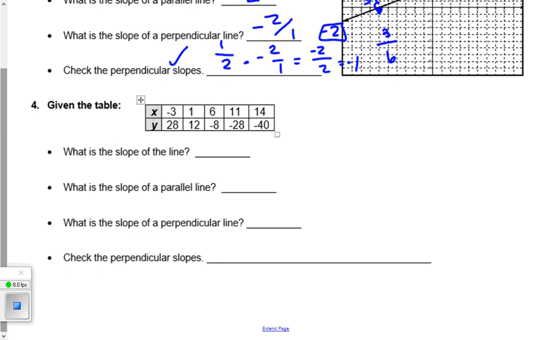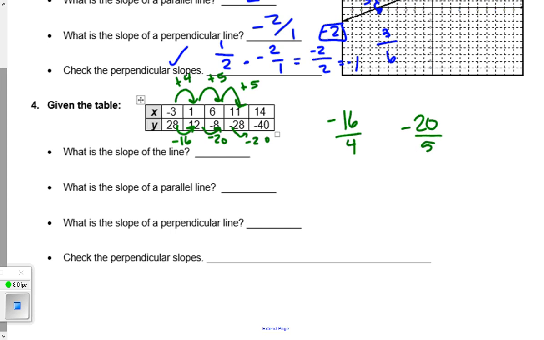Given the table, what is the slope? Well, again, a table, those are easiest if we just do our little loop-de-loops here. -3 to 1 would be +4. 1 to 6 would be +5, but we know that that's okay. +5 again. 28 to 12, that'd be -16. 12 to -8, that would be -20. -8 to -28, that'd be -20 again. So if I turn these into slopes, I've got -16/4 or -20/5. Either way, both of these equal -4. So the slope of this line is -4.